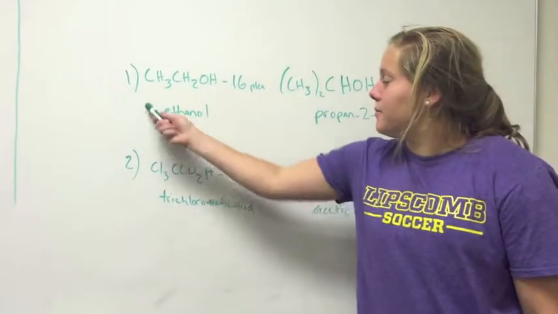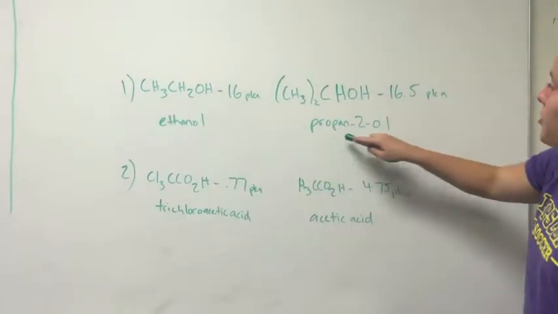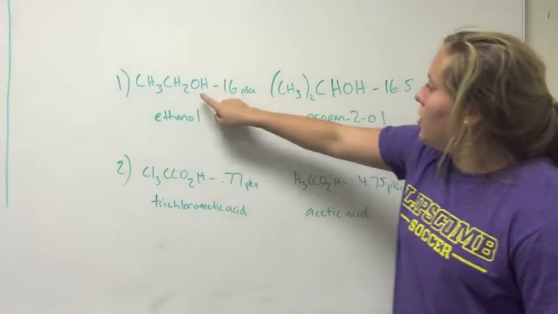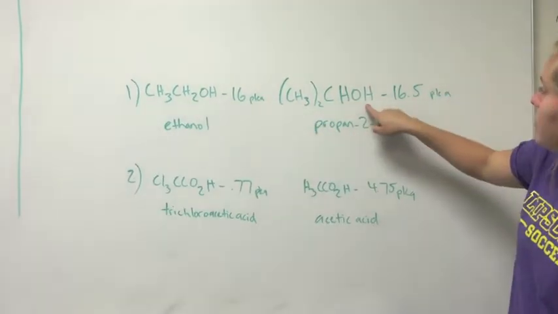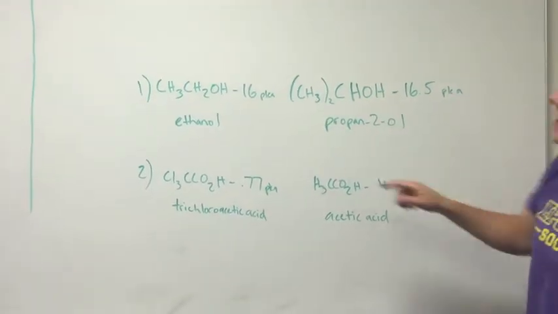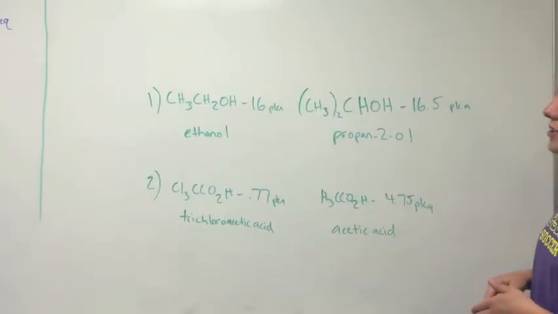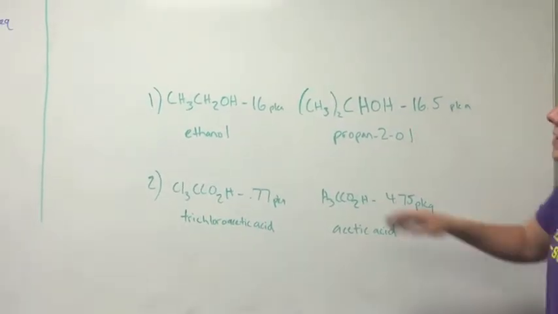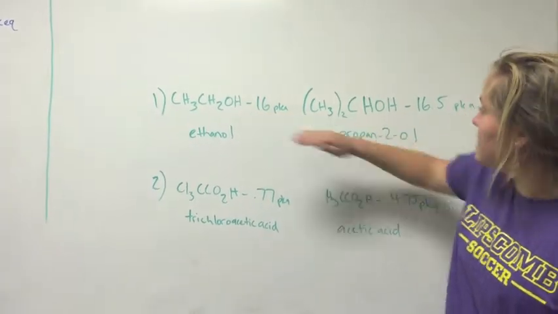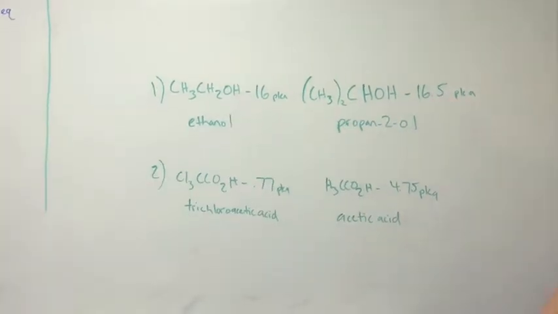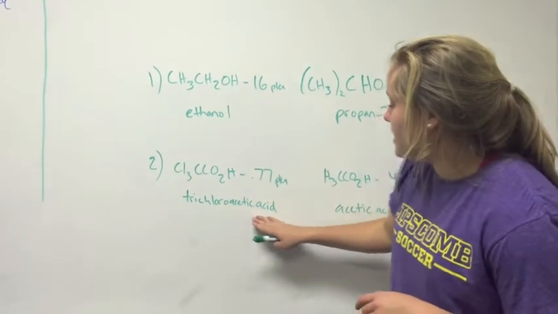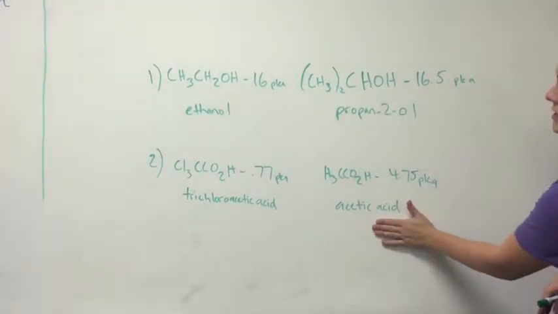So in these two examples, we have ethanol and propan-2-ol. So your OH and your OH are similar, and your CH3 and your CH3 are similar. There are no highly electronegative atoms or double bonds, so your pKa is going to be pretty similar, 16 and 16.5.